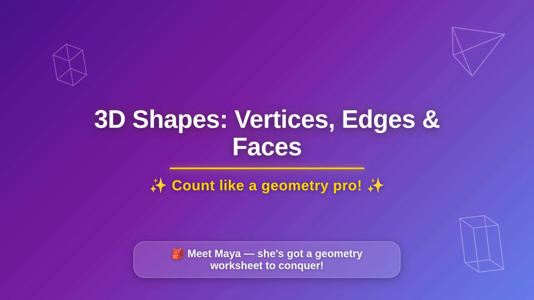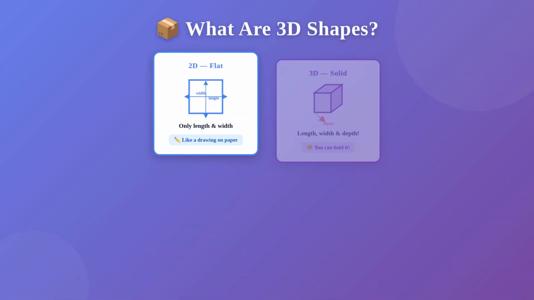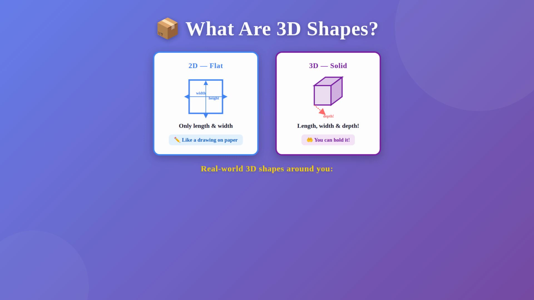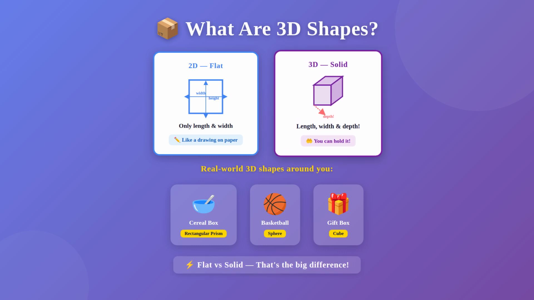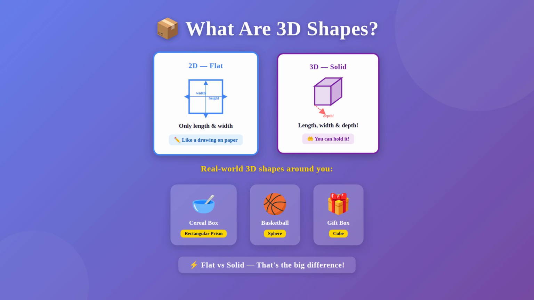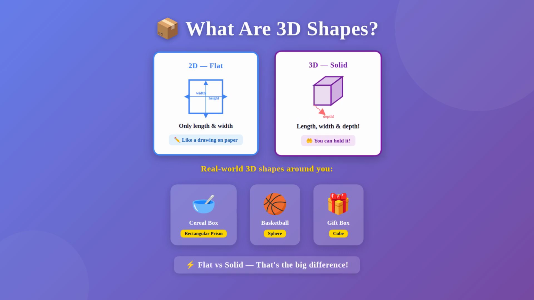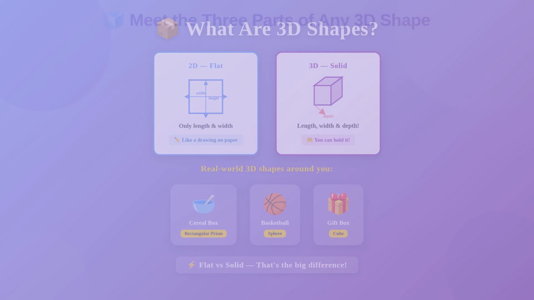Let's do this! Before Maya can count anything, she needs to understand what makes a shape three-dimensional. A 2D shape is flat, like a square drawn on paper. It only has length and width. A 3D shape has depth, too. It pops out into the real world. Think about a cereal box sitting on your kitchen counter, a basketball, or a fancy gift box. Those are all 3D shapes. They take up actual space, and you can hold them in your hands. That's the big difference, flat versus solid.